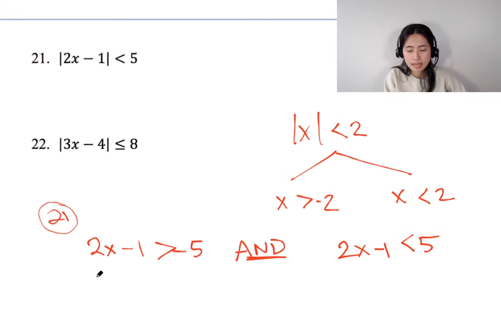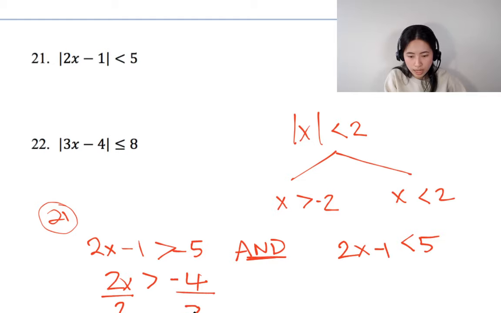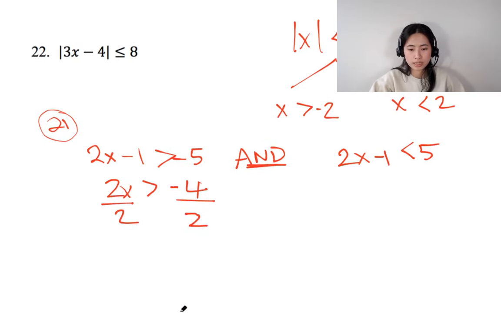So in this case, if you have -5 and you have +5, you just need to solve for x. So 2x is greater than -4, because it's -5 plus 1, which is -4. Dividing both sides by 2, you're going to get -2 in that case. So x is greater than -2.